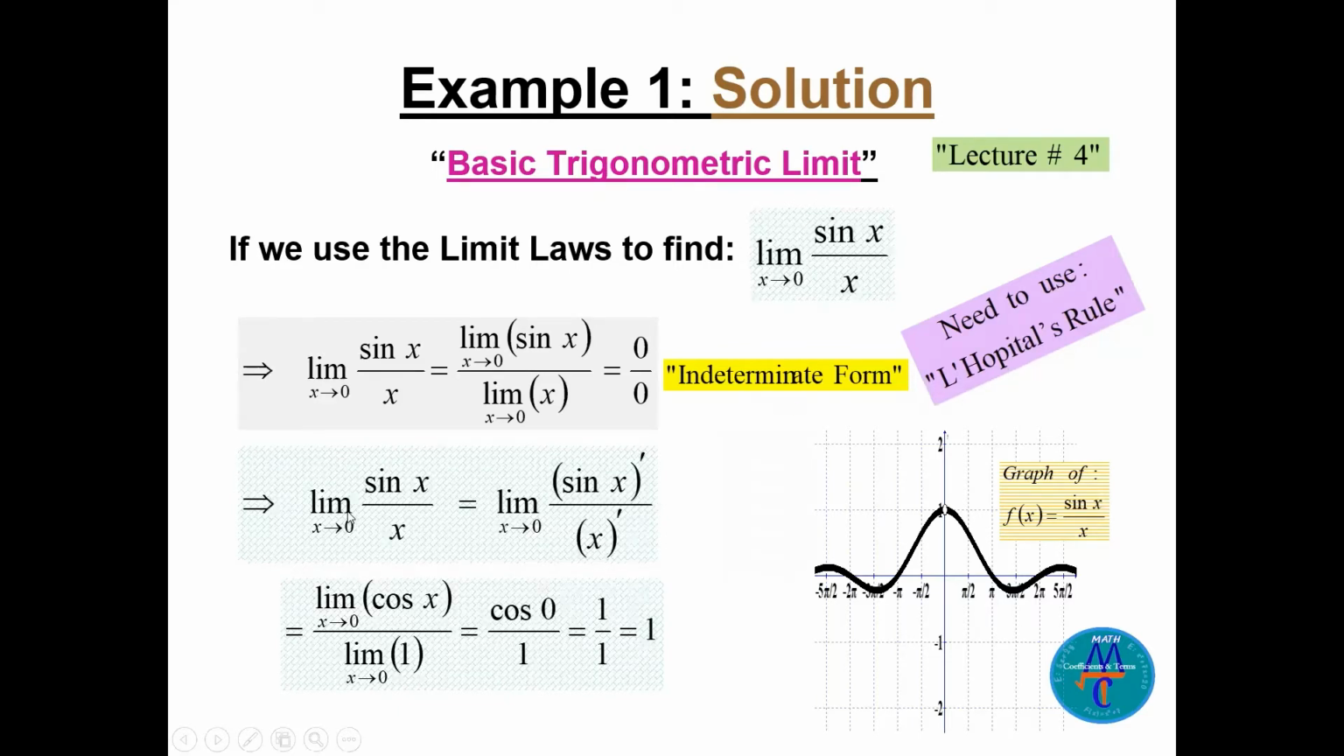What do we do? The limit of sine x over x will be the limit of the derivative of sine x over the derivative of x. The derivative of sine x is cosine x, and the derivative of x is 1. Now we can replace x by 0 using limit laws. Cosine of 0 is 1, over 1, which is 1. And we know the limit is 1.